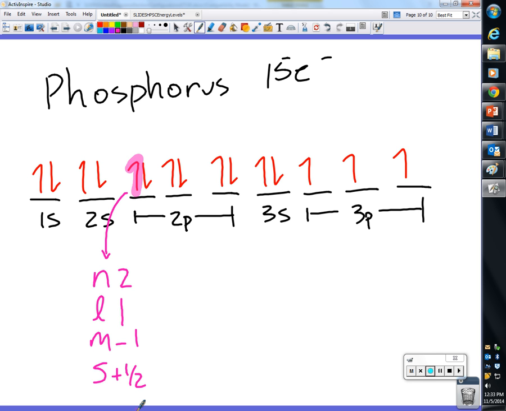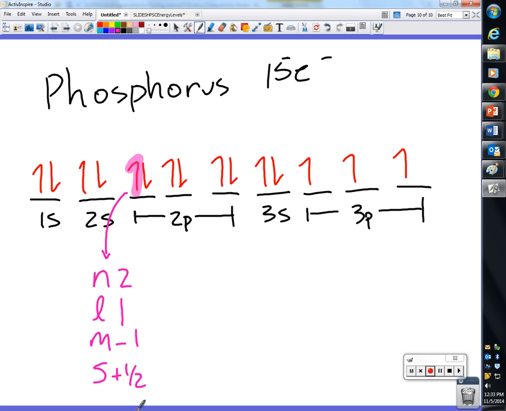S, does it matter what S is? No. Okay? Because it only becomes important when we're talking about what? When we're talking about two electrons that are in one orbital, in the same orbital, okay?